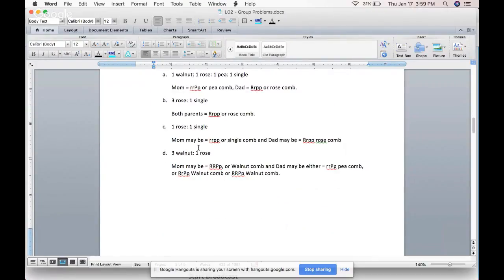I liked B because if you have three rows of one single, both parents need to be that genotype with big R, little p, little p.